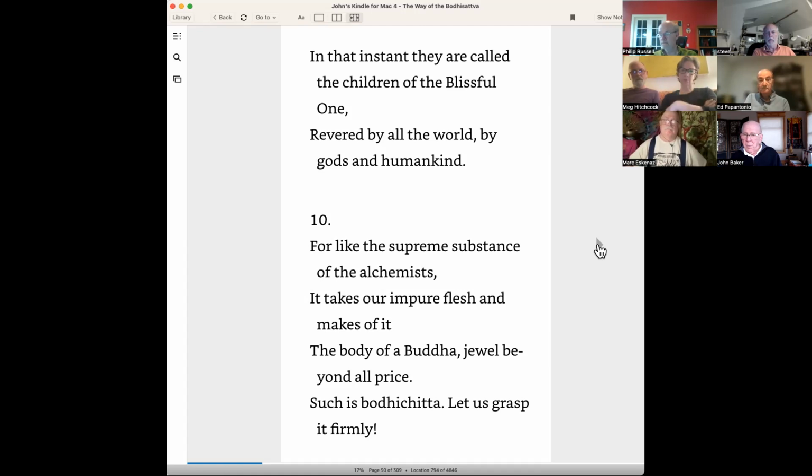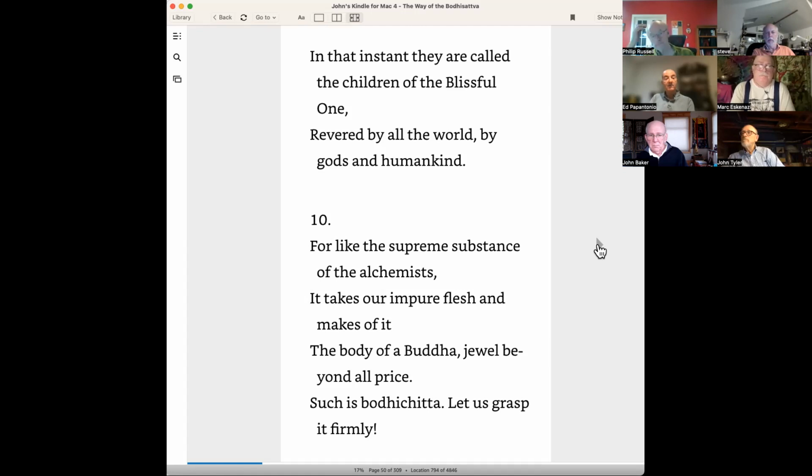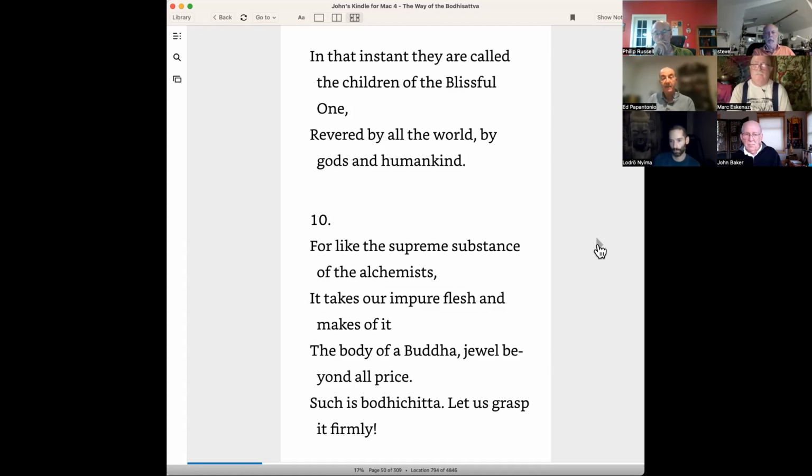Okay. Ed. For like the supreme substance of the alchemists, it takes our impure flesh and makes of it the body of a Buddha, jewel beyond all price. Such is bodhicitta, let us grasp it firmly. And this is what enables the twofold aim of Buddhas and Bodhisattvas: to achieve enlightenment for themselves for the benefit of all sentient beings. So there's benefit of self and benefit of others.